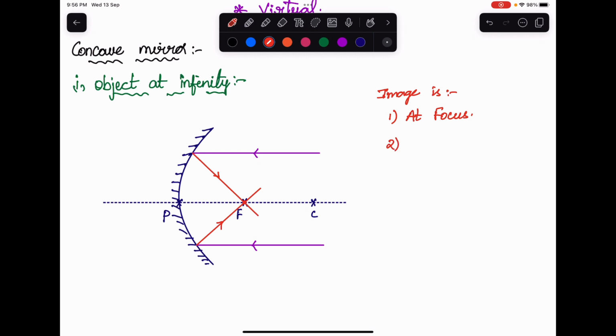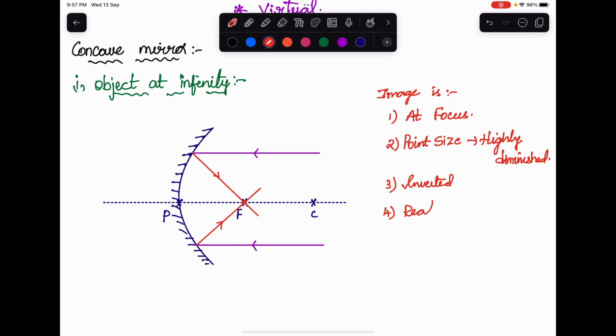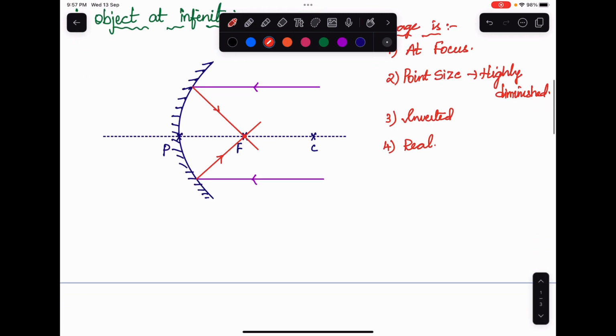Second one, you can say this is looking to be a point-sized image, that is your size, but I can say it is a highly diminished one. Okay? It will be a highly diminished image. And we can say this is an inverted image, and as the reflected rays are meeting directly, we say that this is a real image. So like this we need to define the four characteristics of every image formed for different positions of your object.